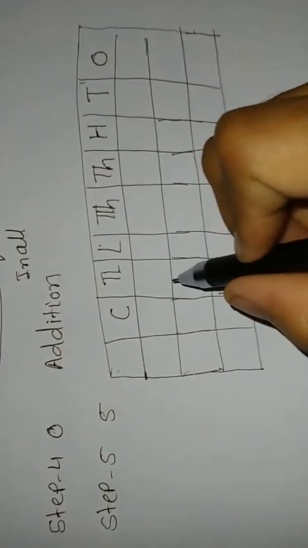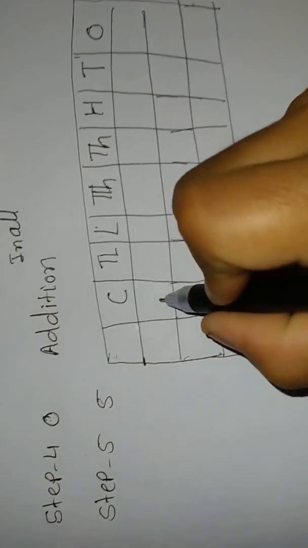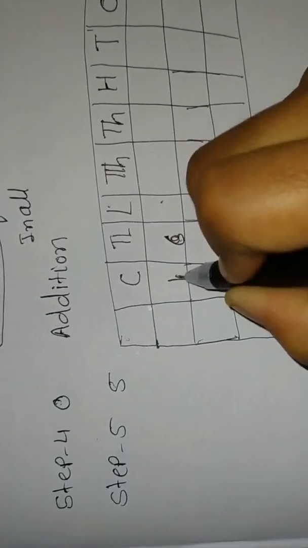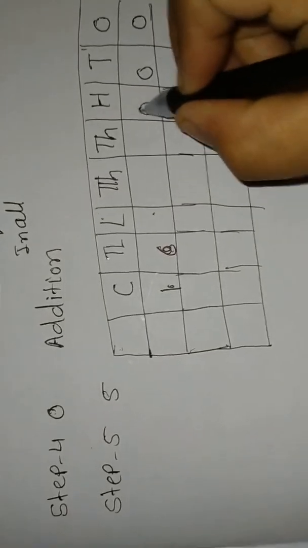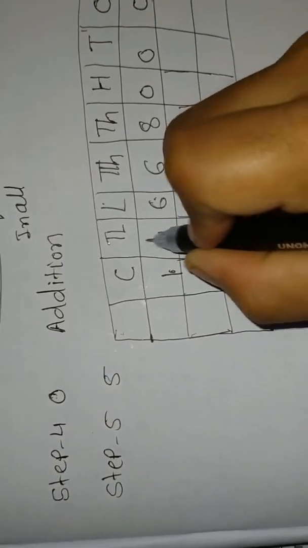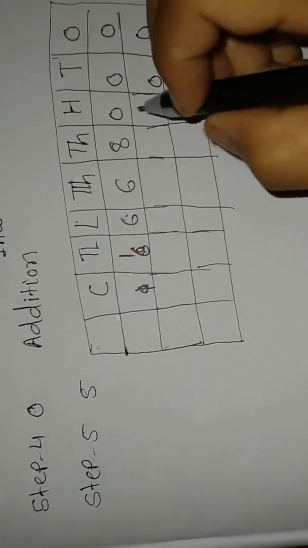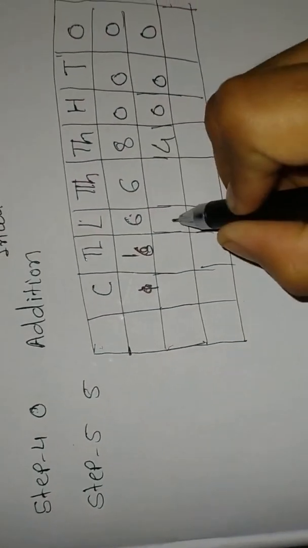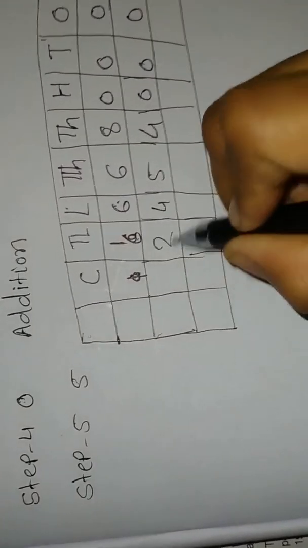Then we have to write here 1 crore 66 lakhs 8,000, sorry. And here we have to write the second number, and we have to put the plus sign here.